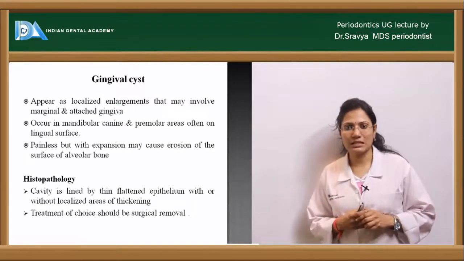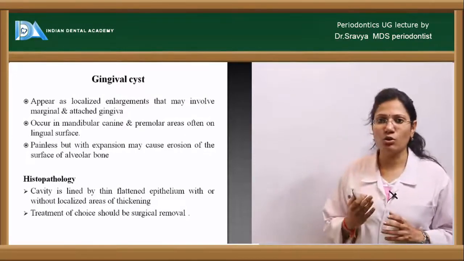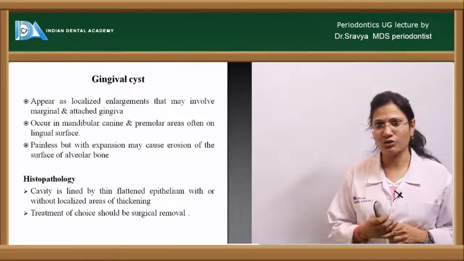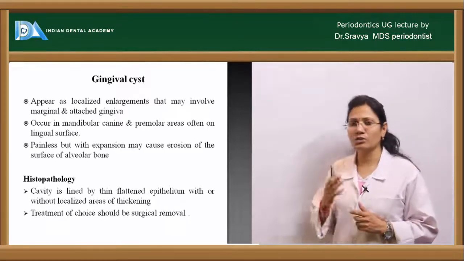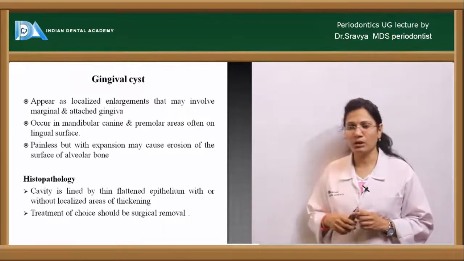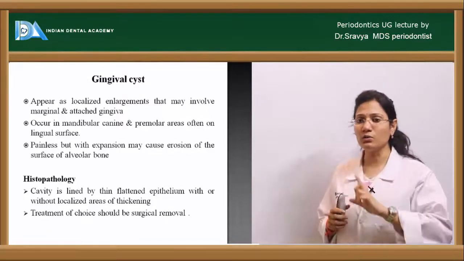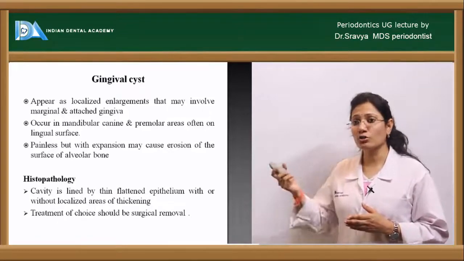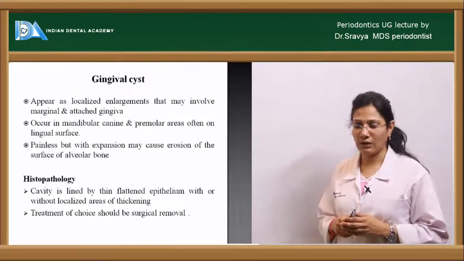What is a gingival cyst? Now your gingival cyst appears as a localized enlargement that involves your marginal and your attached gingiva. Apart from that, it occurs mostly in the mandibular canine and premolar areas, often on the lingual surface. It is painless, but with expansion, it may cause erosion of the surface of the alveolar bone.